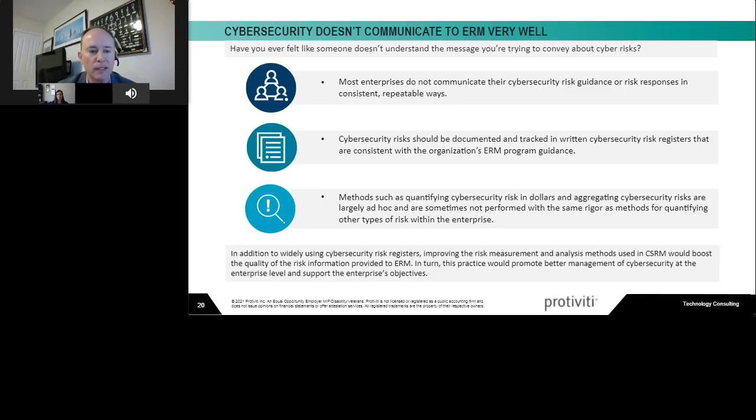Finally, the third point is that when we do see people doing risk quantification, they're largely done in some sort of ad hoc manner. Somebody takes a single point estimate and says, I think it's a $1 million risk, or things like that. It's not performed with any sort of rigor or analysis as we might see in other areas of the enterprise.